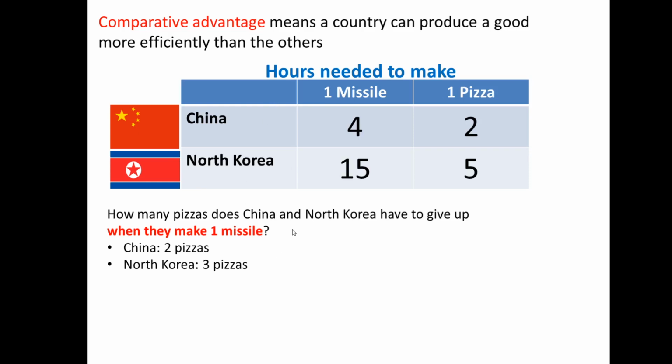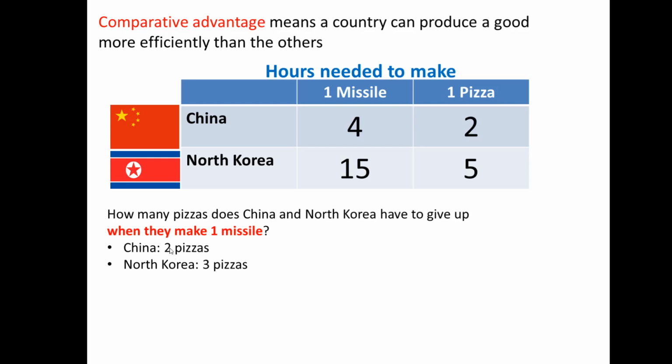If we have to decide if we should specialize in producing missiles, then we will look at the opportunity cost when we are making missiles for both countries. For China, if I make one missile, I have to give up 2 pizzas. For North Korea, if I produce one missile, I have to give up 3 pizzas. If you compare the two, let's assume everything else remains constant.